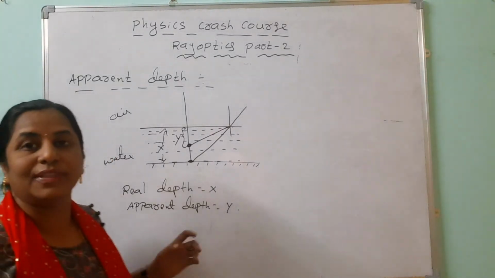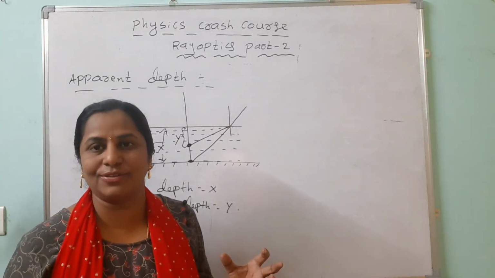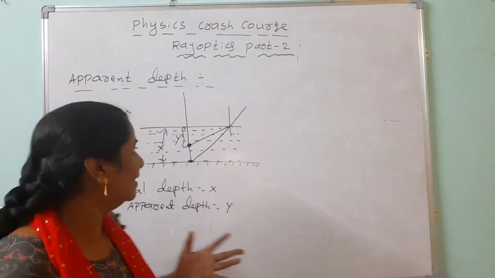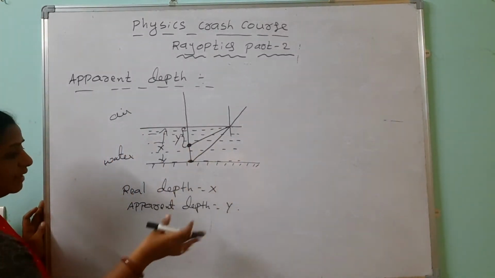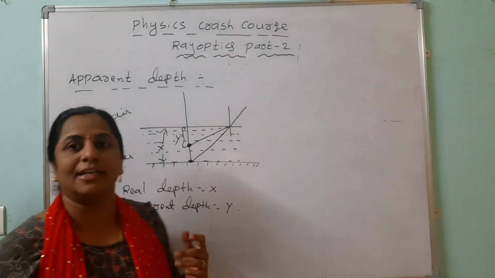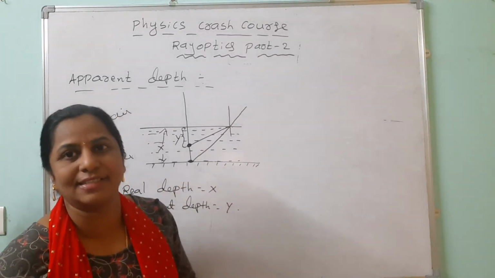With the help of this, we can also find the refractive index from Snell's law. You can say this is the angle of incidence and angle of refraction. In our crash course, we are not going into that much depth, just revising the formulas.